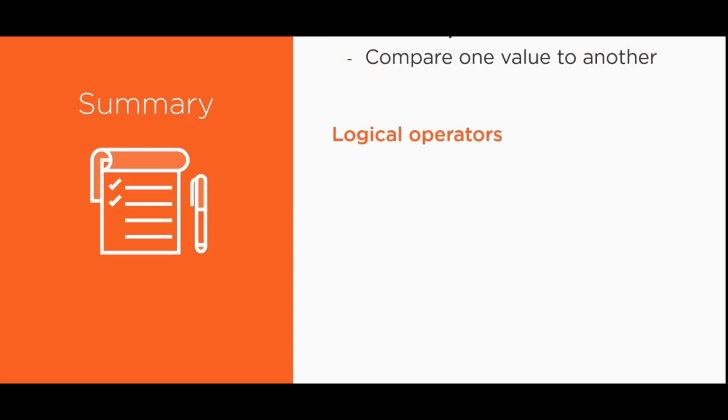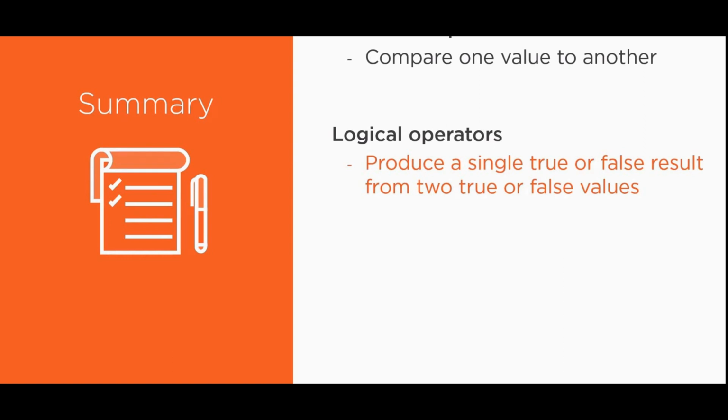Now, in order to use any kind of conditional logic, we need a way to test conditions. And that's where relational operators come in. Relational operators allow us to compare one value to another. So these were things like greater than, less than, equal to, not equal to. Now, relational operators allow us to test individual conditions, but sometimes we need to combine conditions. And that's where the logical operators came in. Logical operators allow us to produce a single true or false result from two true or false results. So basically, logical operators allow us to combine conditions.